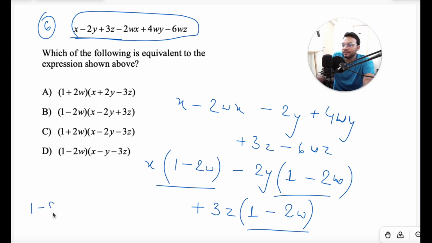Let's take it outside. (1 minus 2w). This is taken in common. What are we left with inside? x minus 2y plus 3z.